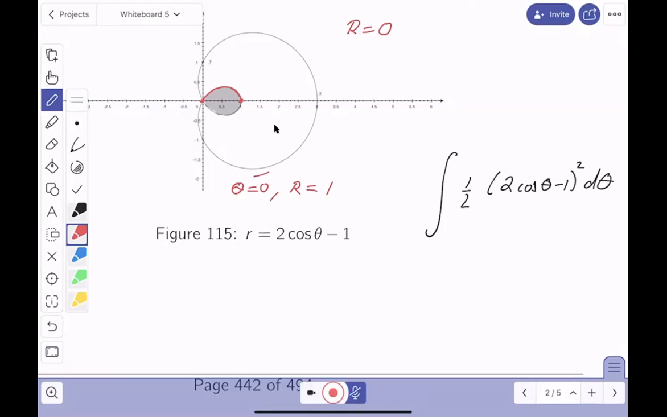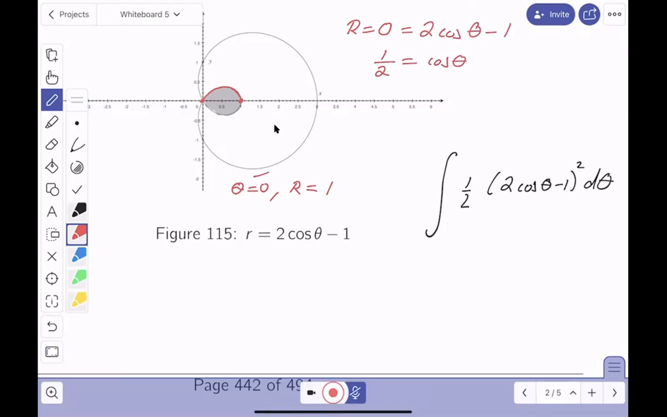Well, let me write this down then. So if the r is 0, what do I get? I get 2 cosine theta minus 1 equals 0. Well, it looks pretty easy to solve. Really go back to math 120. That means that cosine theta has to equal 1/2. And again, I'm trying to figure out the limits of integration. So what do you get there?